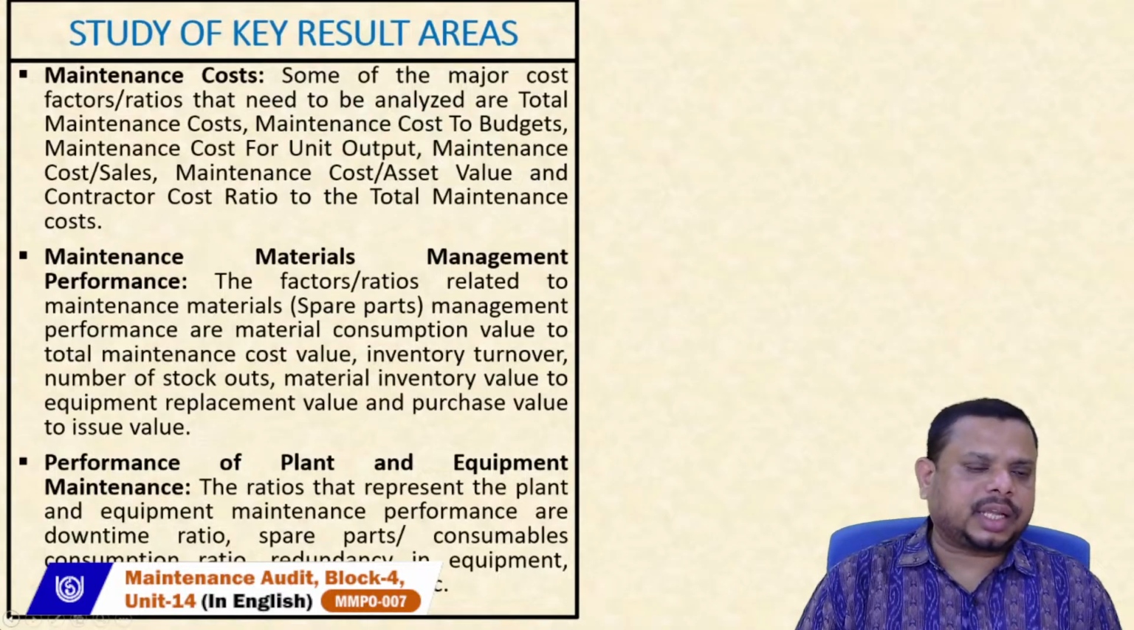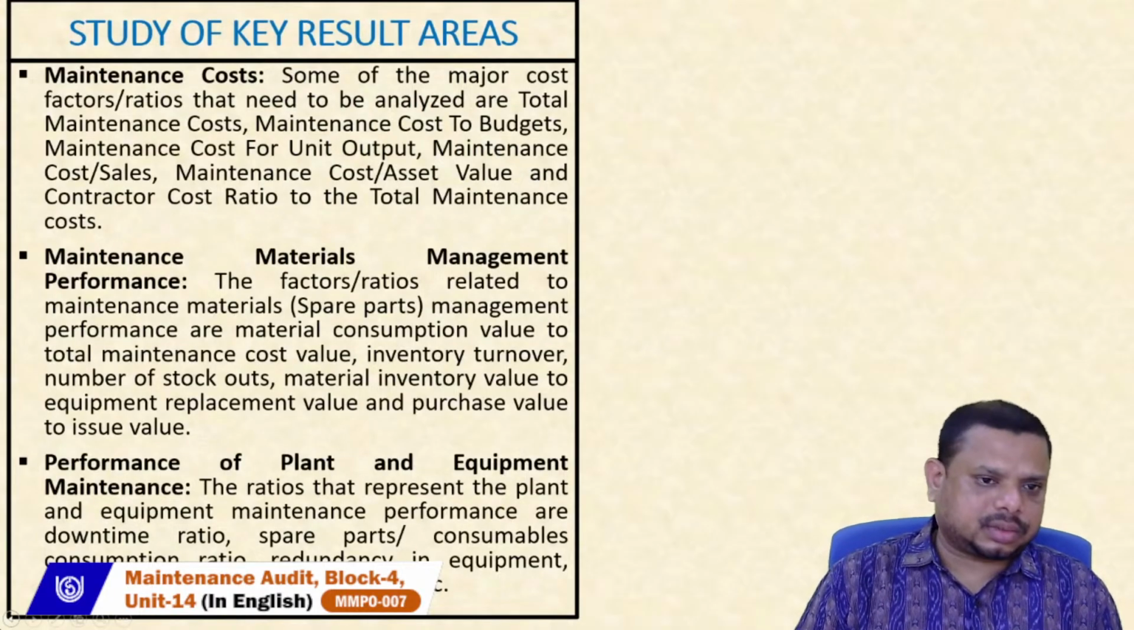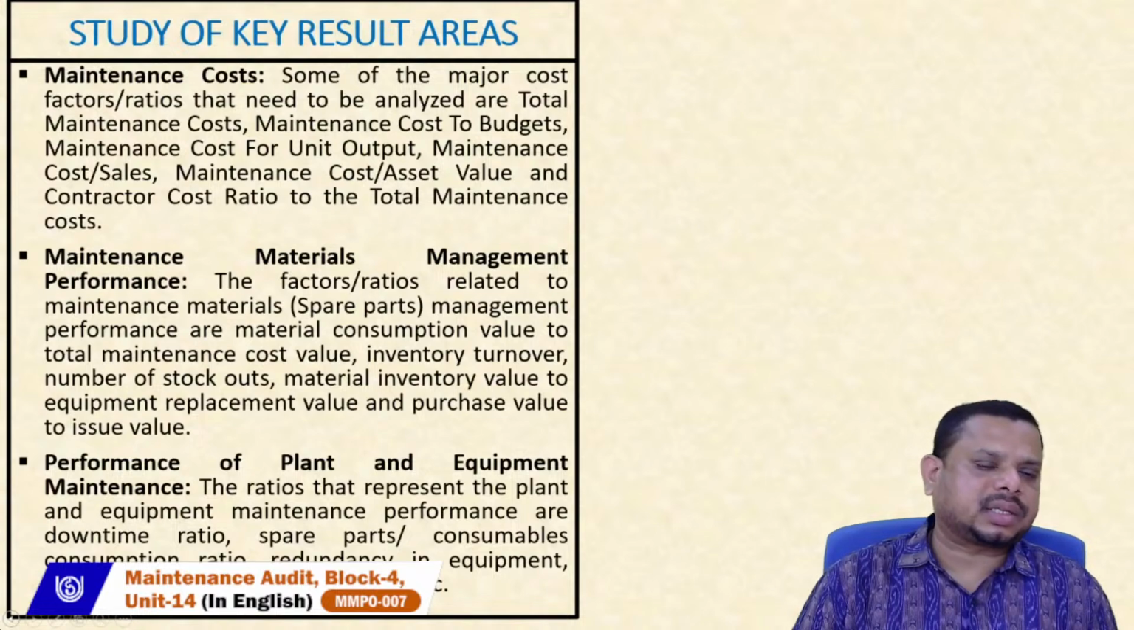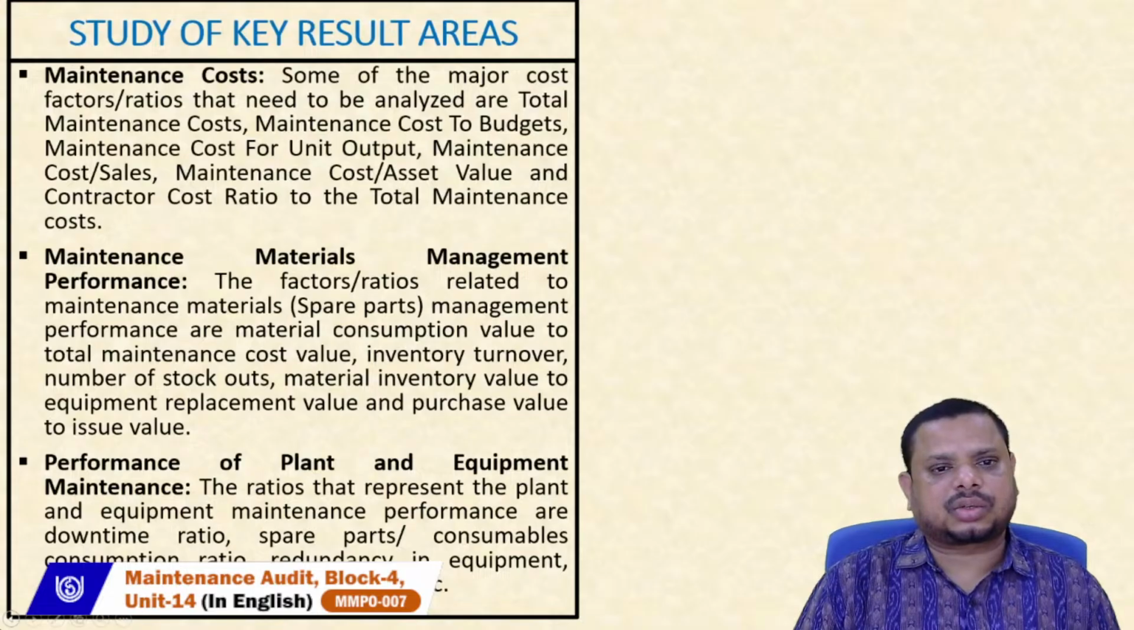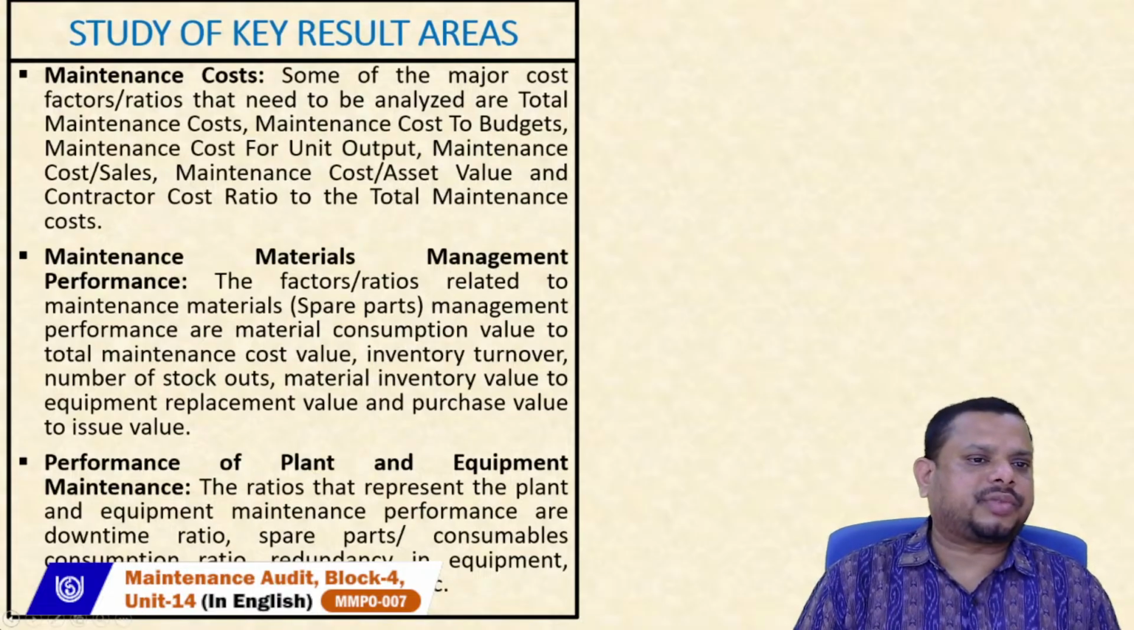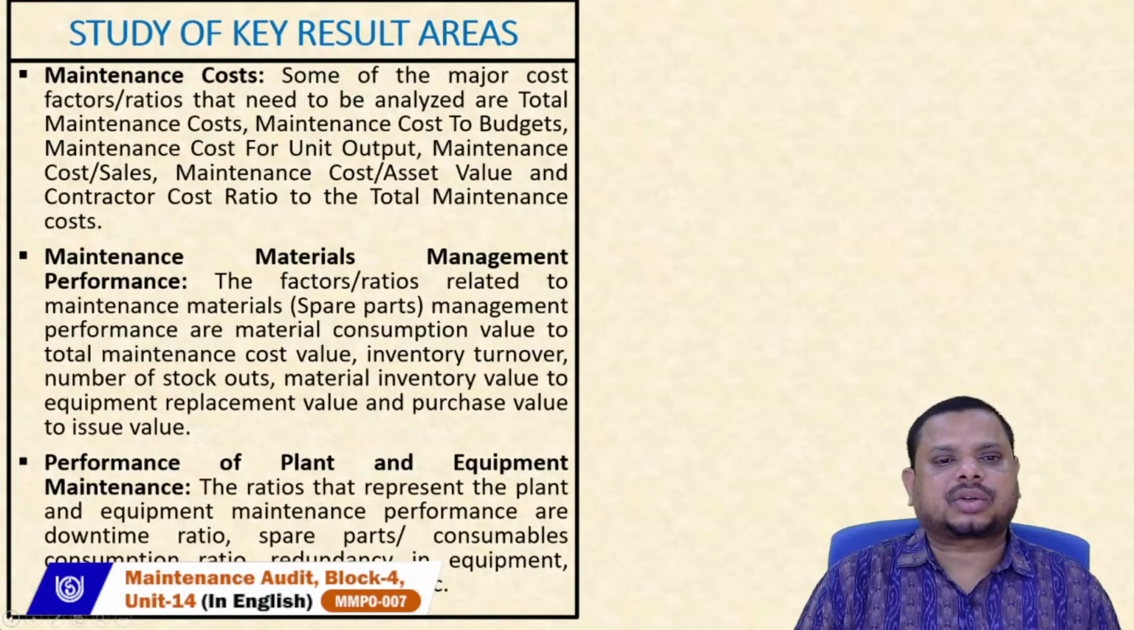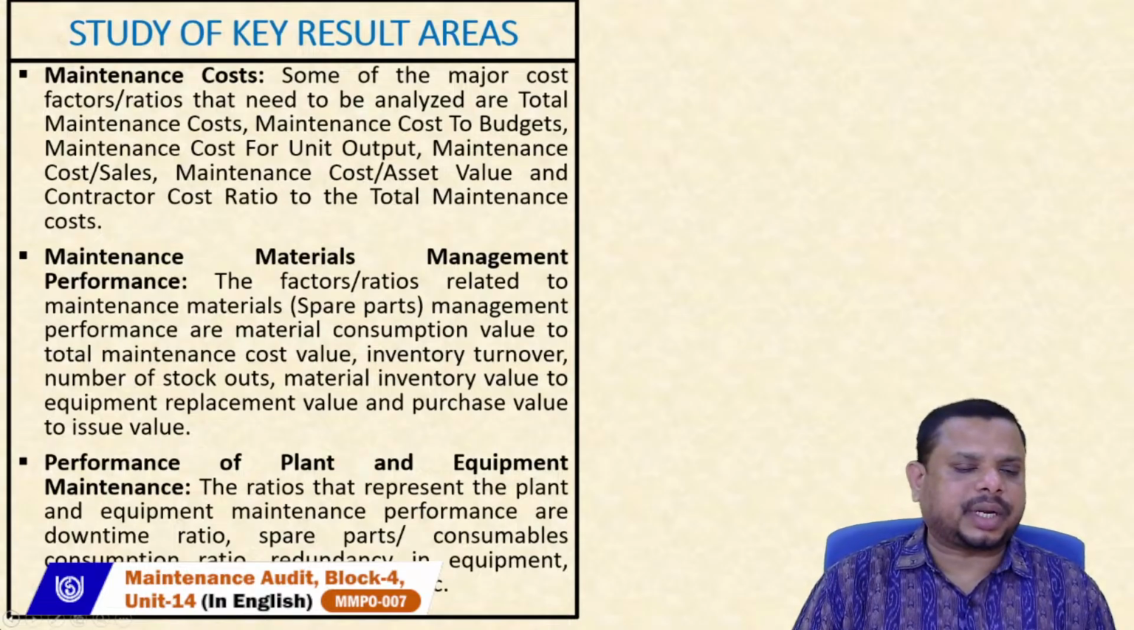Moving to the next one. The next one is study of key result areas. As far as the maintenance audit is concerned, the first key area they will focus on is known as maintenance cost. Here, the major cost factor ratios need to be analyzed. The first important cost is total maintenance cost to budget, maintenance cost for unit outputs, maintenance cost for sales, maintenance cost for asset values, and contractor cost ratio to the maintenance cost. These costs are basically analyzed in a maintenance audit.